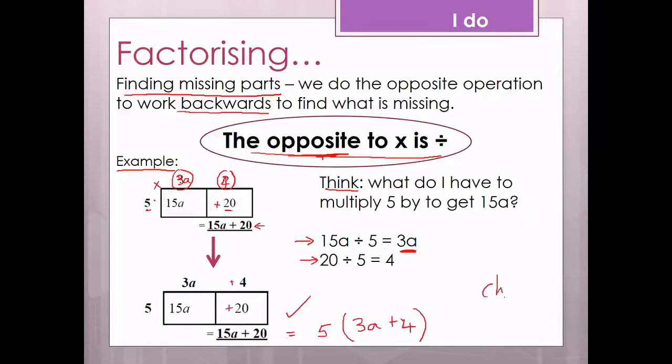Quick question, can you check your answer? Of course you can, because you can expand that back out and you should get back to where you started. So can you check? Yes. Expand, and you'll get back to the starting point.